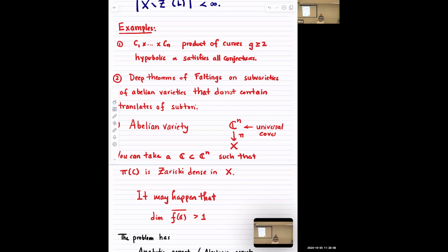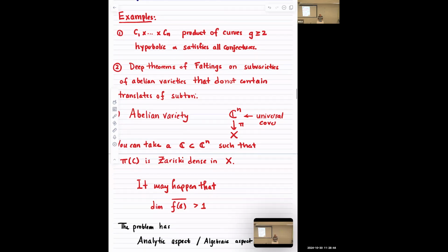But there is one aspect that maybe I should stress. For instance, if you take an abelian variety, then its universal cover is C^n. So what you can do is take sort of a random C in the C^n, and if you project that back to X, it can very well happen that it is Zariski dense. So that the closure of an entire curve might be bigger than one-dimensional. It could be dense. This is the kind of thing that gives a lot of trouble for algebraic geometers, where you're like, what is that?